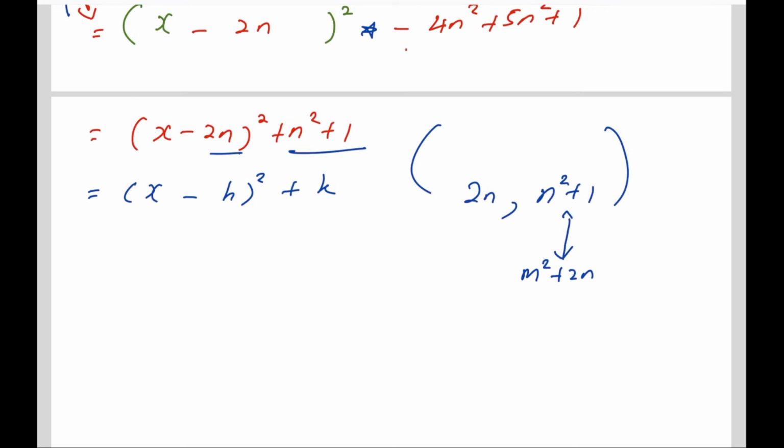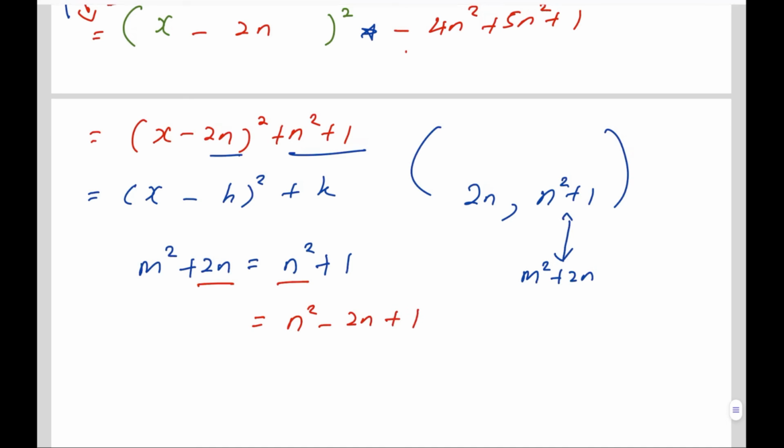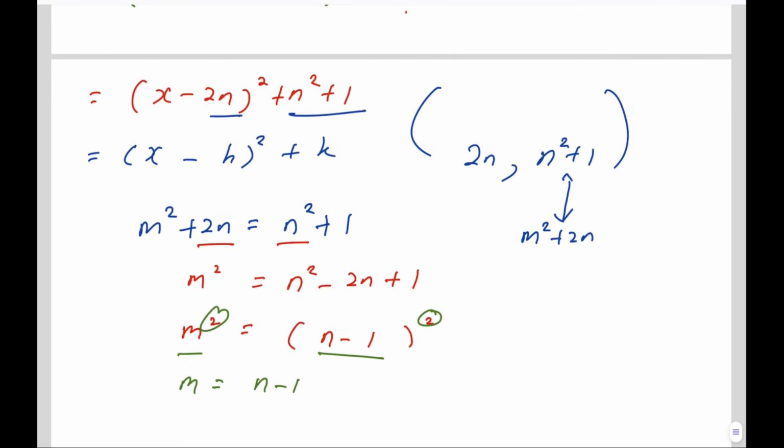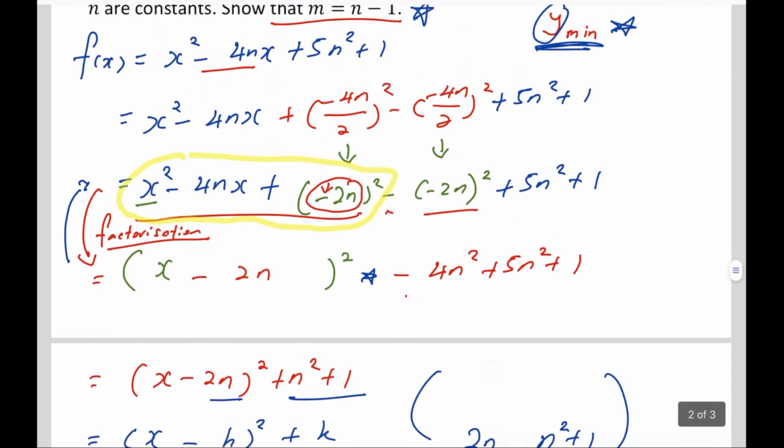So you can write m squared plus 2n equal to n squared plus 1. They should be the same value. And you can group the same variable on one side. Alright, and you factorize it. Now when both sides have the same power, you can ignore it and compare what's within. And this is your last step. Done, right? We have shown it: m equals n minus 1. Done.